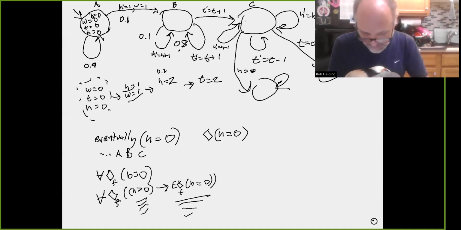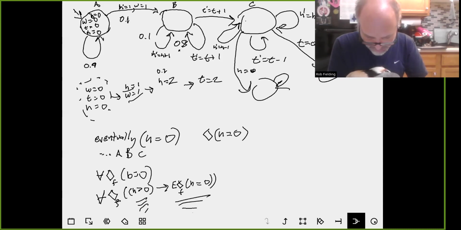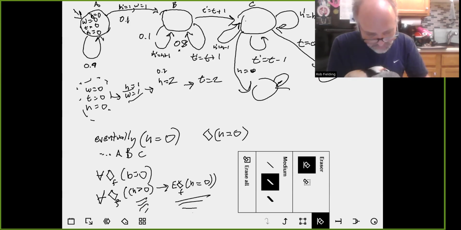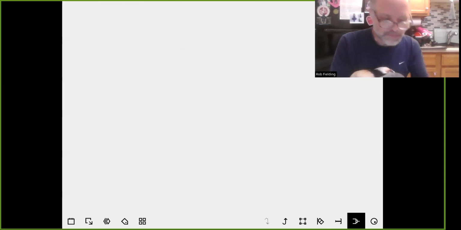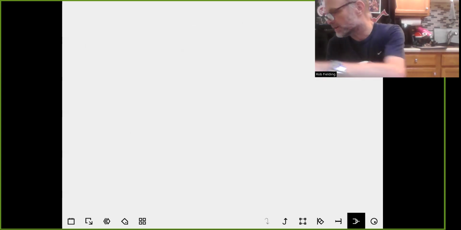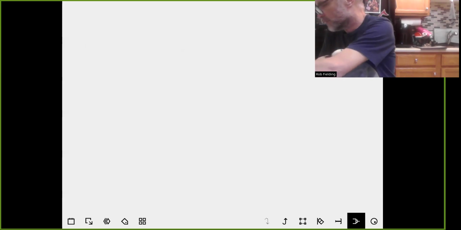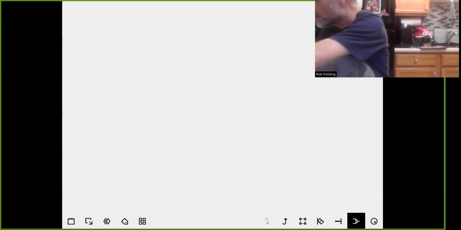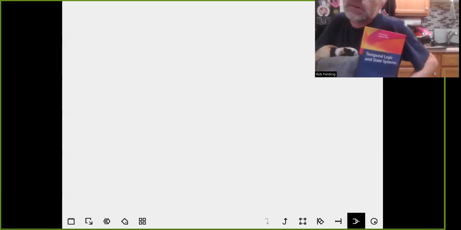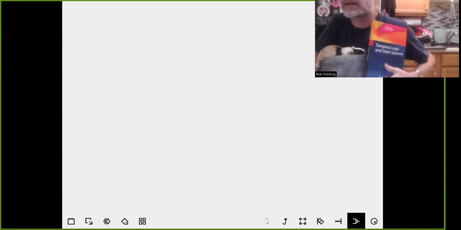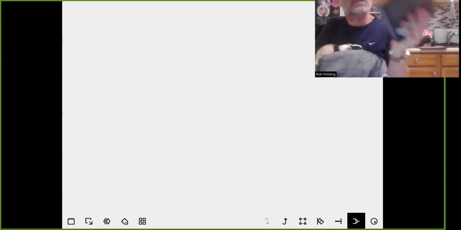Okay, so let us make a new state machine, kind of clear this stuff up. The temporal logic operators, there's a bunch of them, and this is one of the books I'm reading through. I wonder if it's rendering backwards or not. Probably is. But it's a temporal logic and state system.